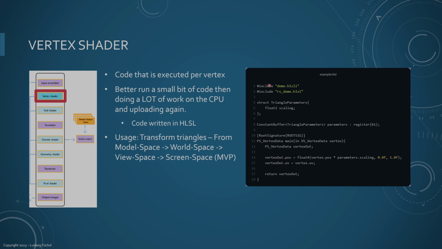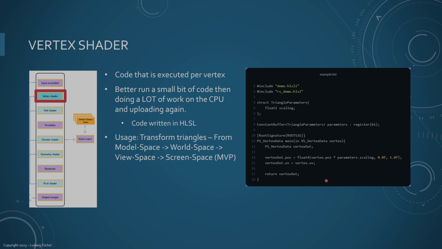For example, we have two includes, which are including some other stuff that we are not aware of yet. Then we are defining a struct, triangle parameters, and then we are instancing these triangle parameters as a constant buffer, which is then called parameters and is located at register B1, which has something to do with mapping to a root signature, but we are getting to that when we are done with the pipeline.